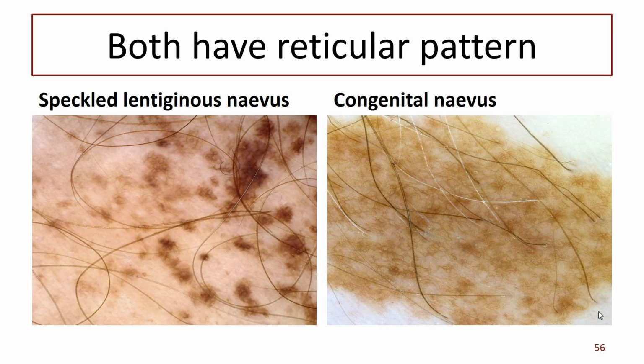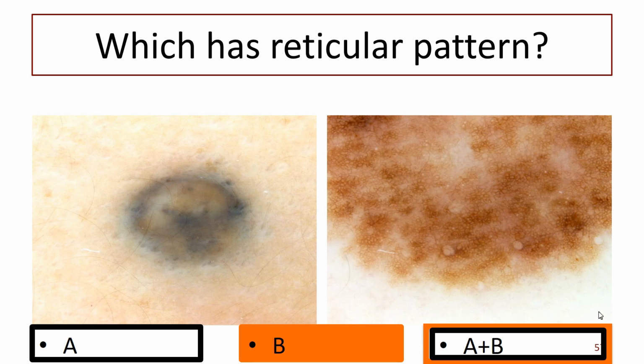They're both congenital nevi. So this one's known as a speckled lentiginous nevus, speckled because of the repeated pattern, lentiginous because it's flat. And this one doesn't have that description. Both have hairs growing out of them. But in this case, it's an integral part of the lesion, and in this one, it's coincidence that it happens to be in a hair-bearing area. Okay, which has a reticular pattern of these two?